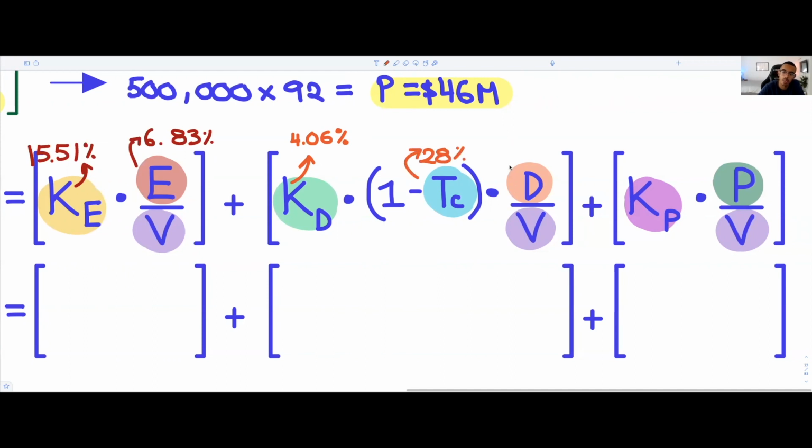We need it for this. Our debt over value is going to be equal to 69.21%. So we have all of that good stuff. Then we could go and move on to our cost of preferred shares. We know that that's equal to 5.43%. By the way, I'm rounding it up, so please don't kill me if I do this like this. And then our preferred value over the value of the firm is going to be equal to 23.97%.